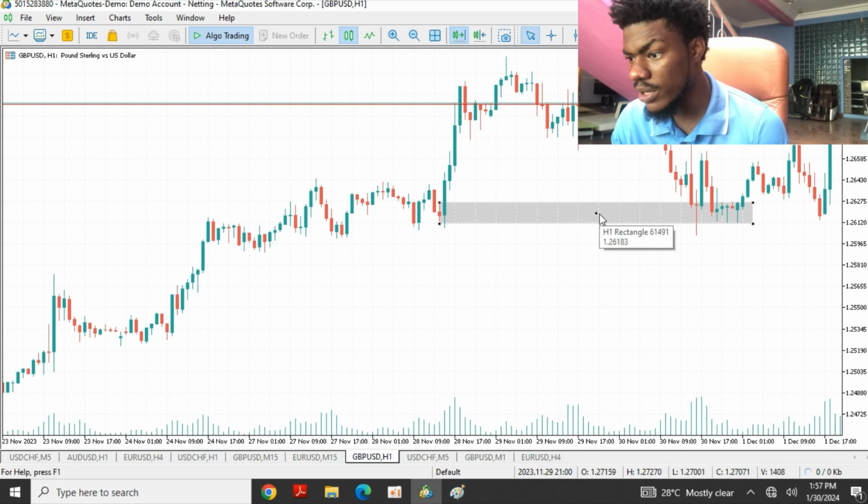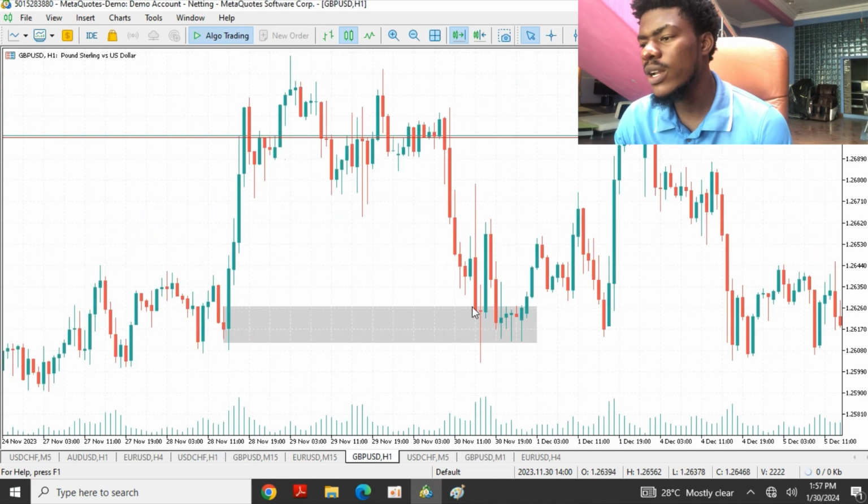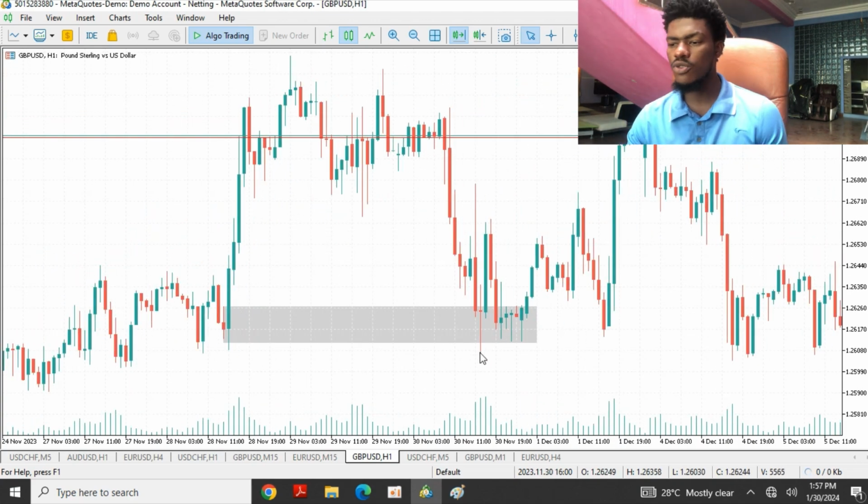Price actually really obeyed it. I'll tell you why I said price obeyed this. You see this wick that is here now. As long as the candle did not close above this order block, it actually really obeyed it. And see what happened. It still spiked upward. Do you understand? This is a 1 hour time frame.